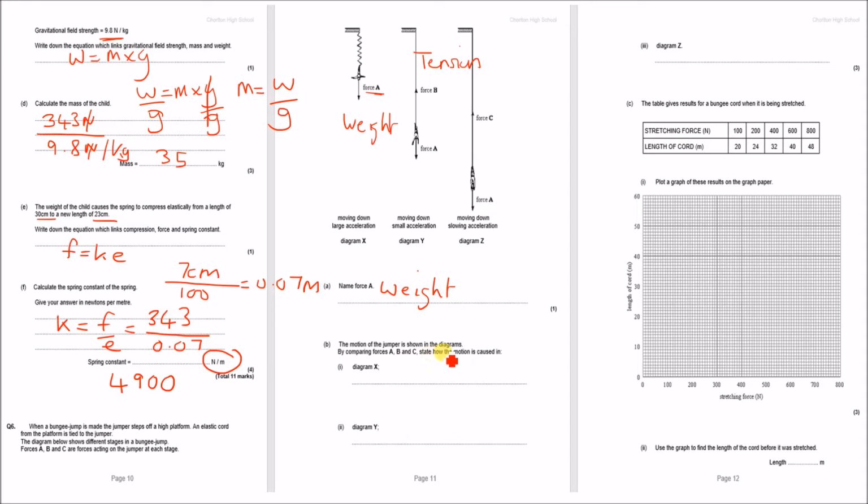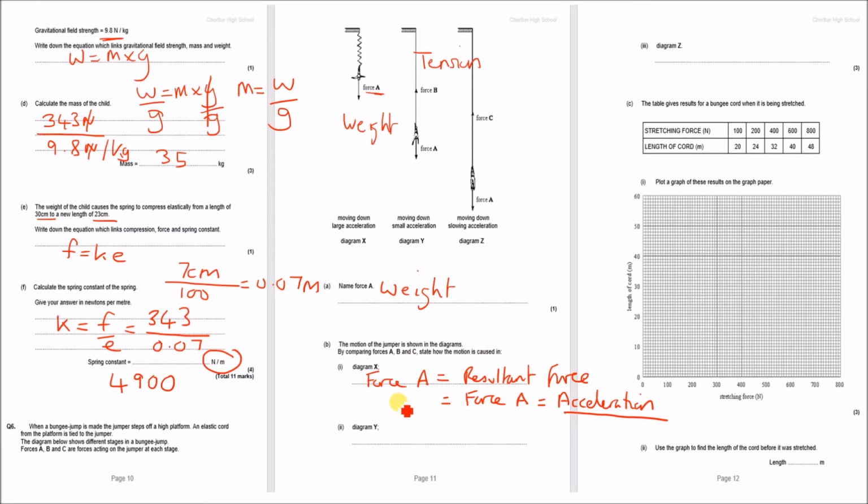The motion of the jumper is shown in the diagrams. By comparing forces A, B and C, state how the motion is caused in the diagram. Okay, so force A is the only force. So if force A is the only force, we're going to get a resultant force, and that is going to be equal to force A, because it's the only force, and therefore we get acceleration. Remember, you always get acceleration in the direction of the resultant force.